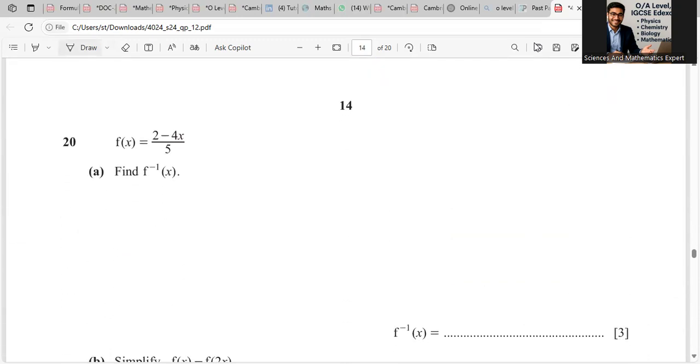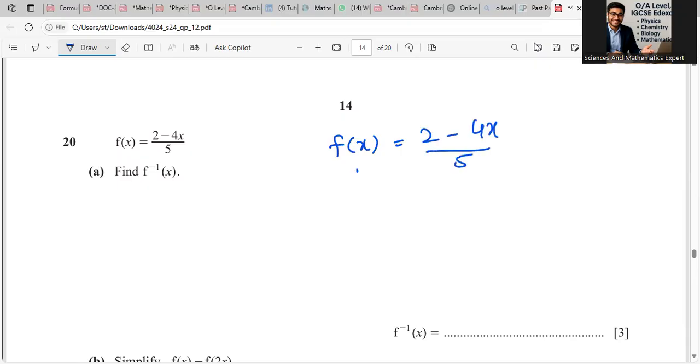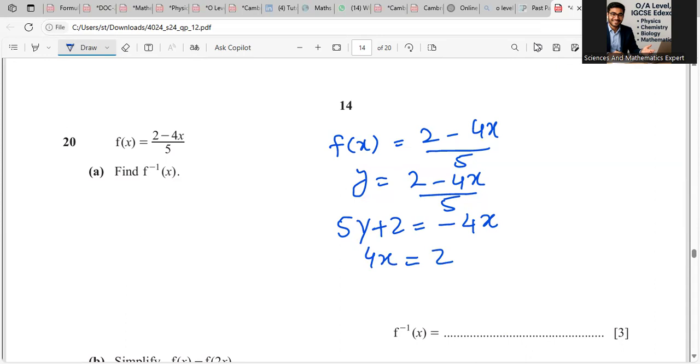Now he is saying find the inverse of the function, for question number 20. Okay, let's do this. f of x is equal to 2 minus 4x over 5. The first step is to take it equal to y: y is 2 minus 4x over 5. Now make x the subject. 5y minus 2 is equal to minus 4x. Taking this one this side and this one this side, so 4x is equal to minus 2 minus 5y, over 4 will be taken into account.